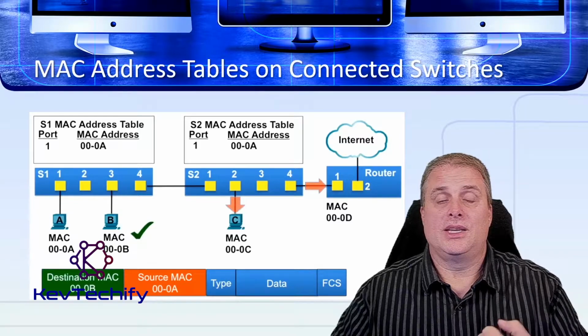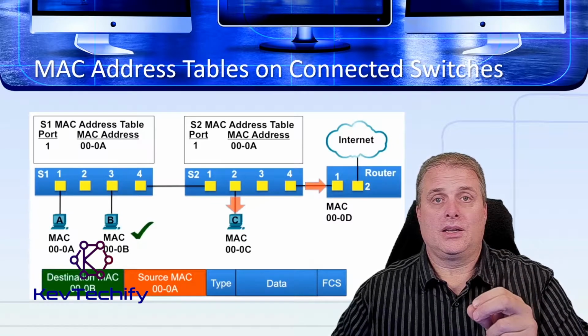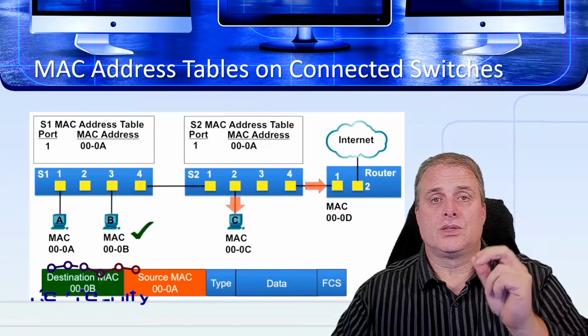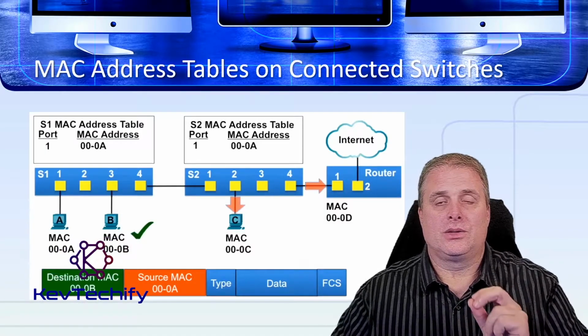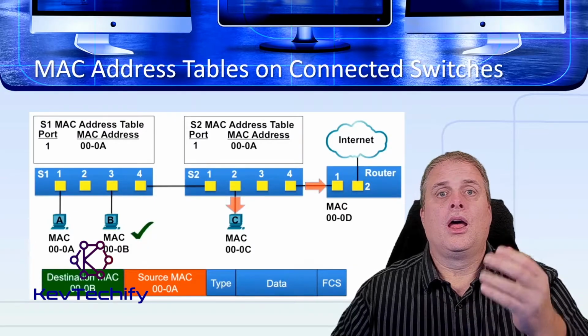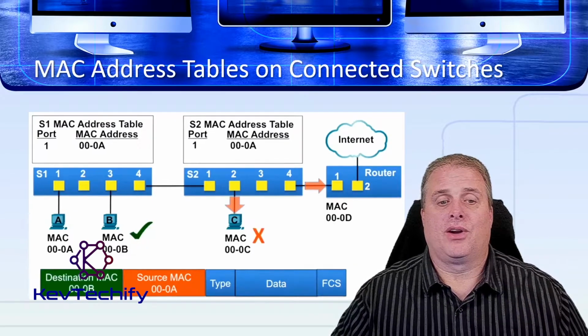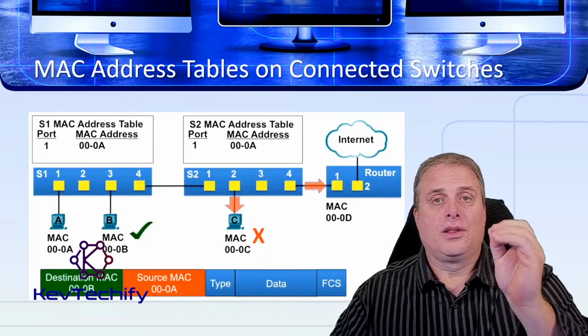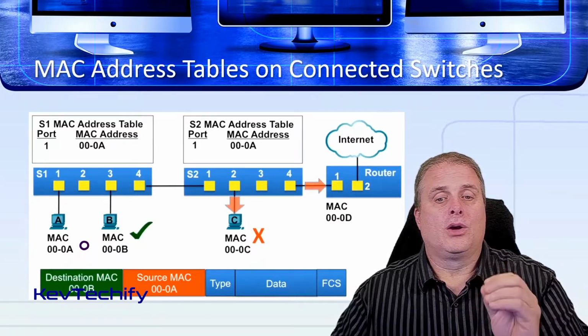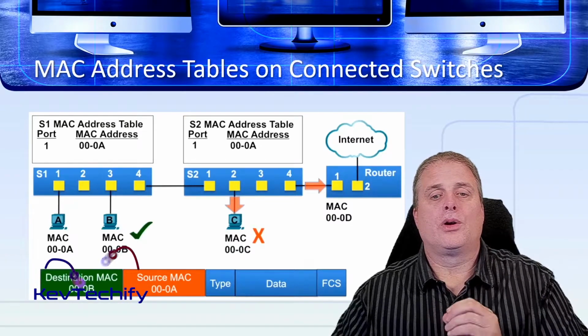PCC looks at the destination MAC address. Once again, destination MAC address is 000B. PCC's MAC address is 00C. Doesn't match. PCC discards that frame. Meanwhile, out of switch 2 port 4, we also forward that frame. It goes over to the router. The router receives it in.